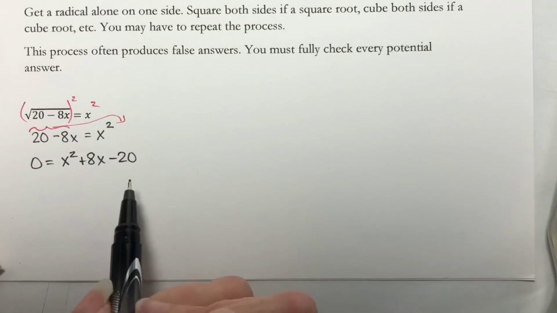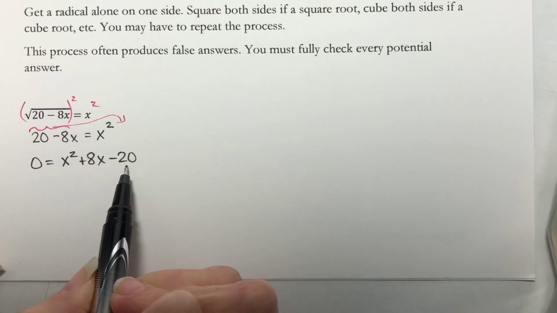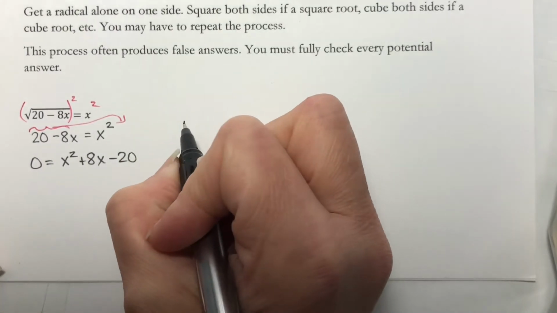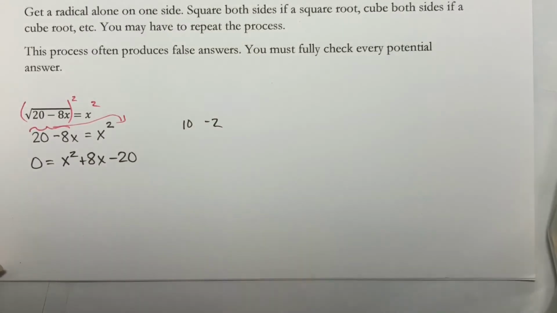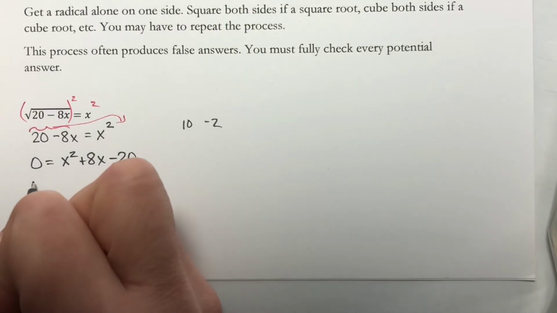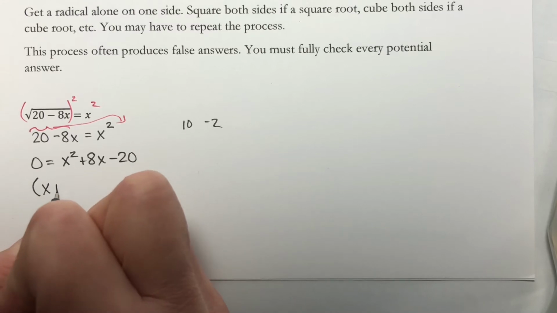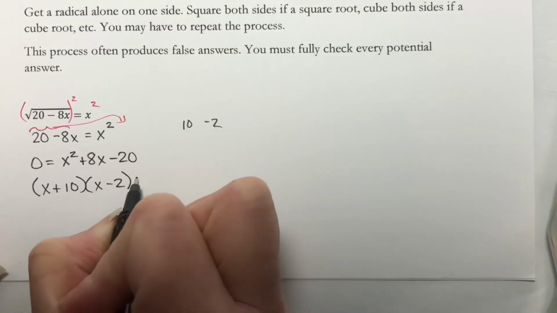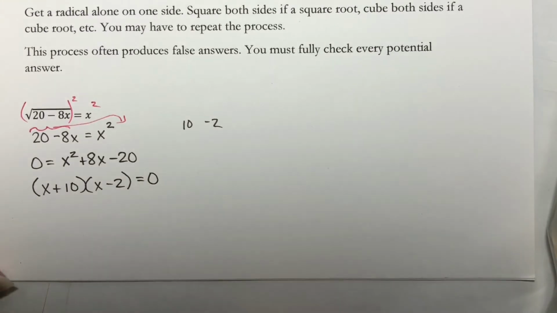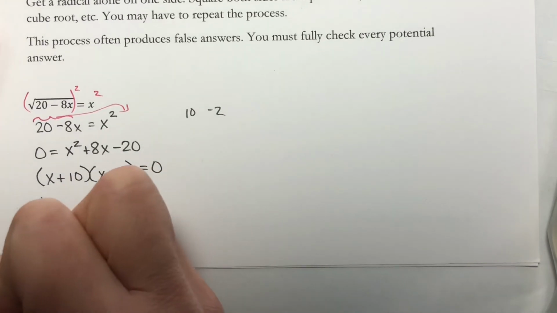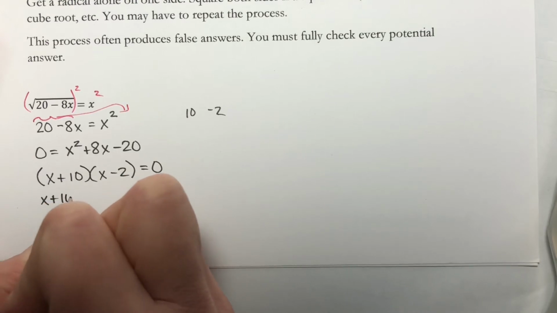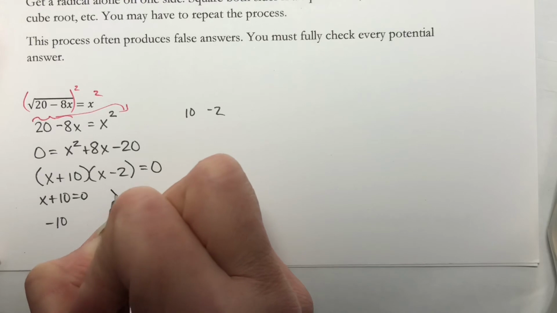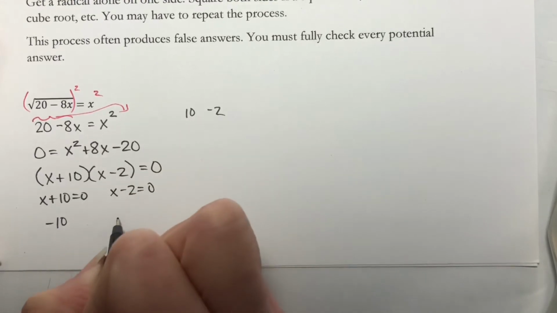Now, to factor this, I need two numbers that multiply to a negative 20 and that add to a positive 8. And positive 10 and negative 2 will do that. So this factors as x plus 10, x minus 2 is equal to 0. Set each of these equal to 0. X plus 10 equals 0, which would give me a negative 10. And x minus 2 equals 0, which will give me a positive 2.